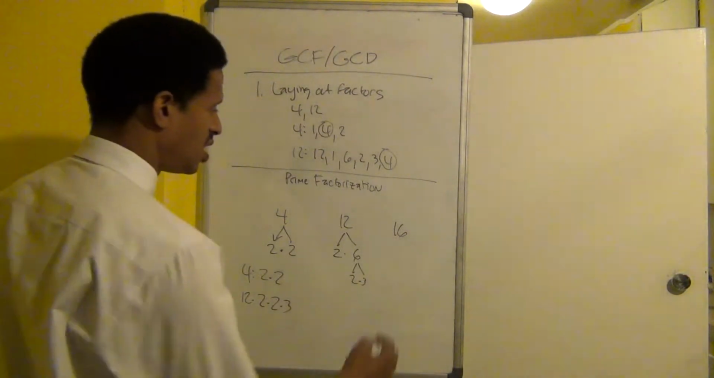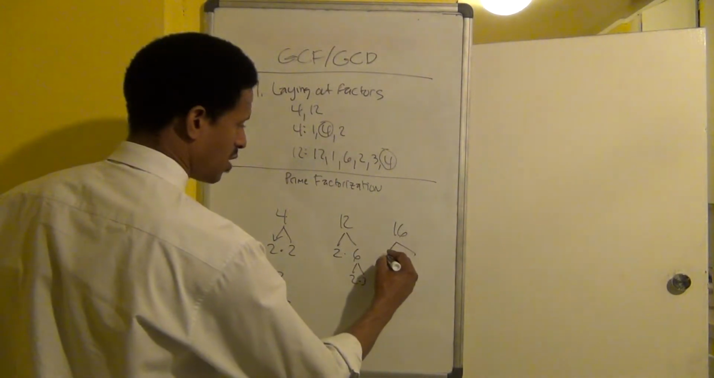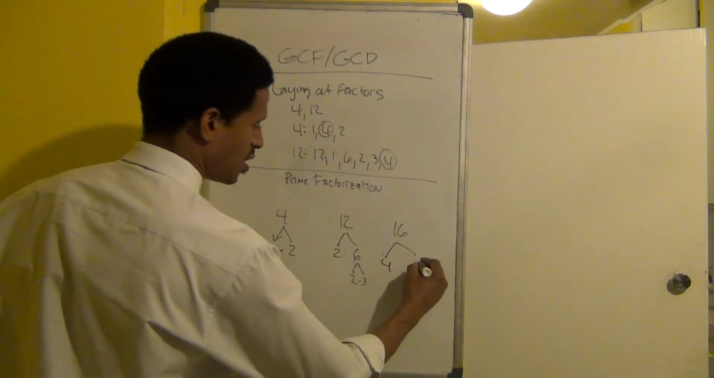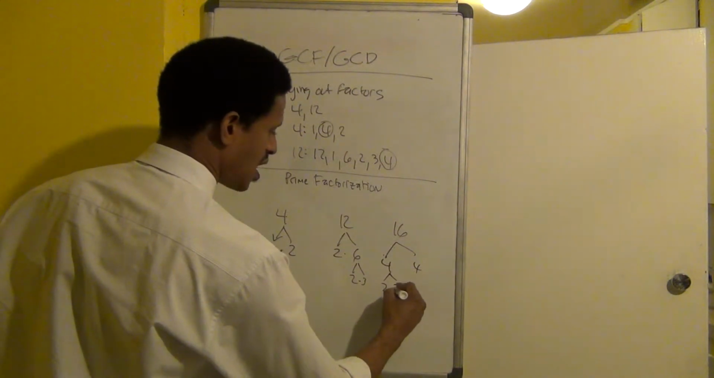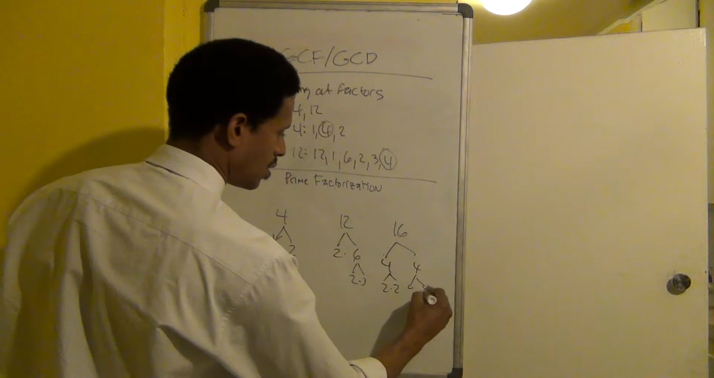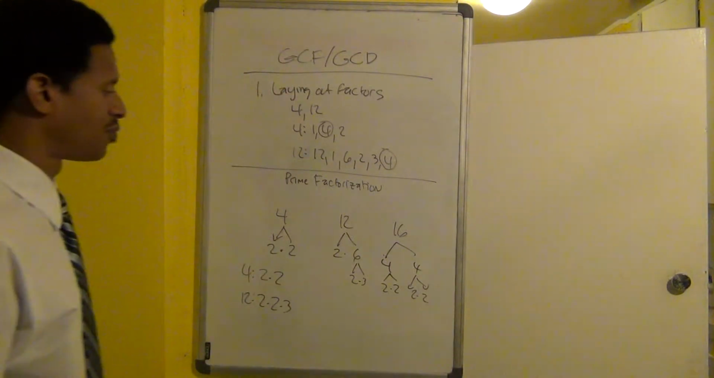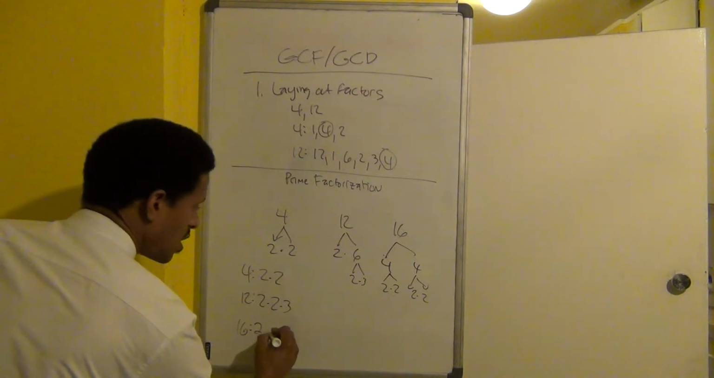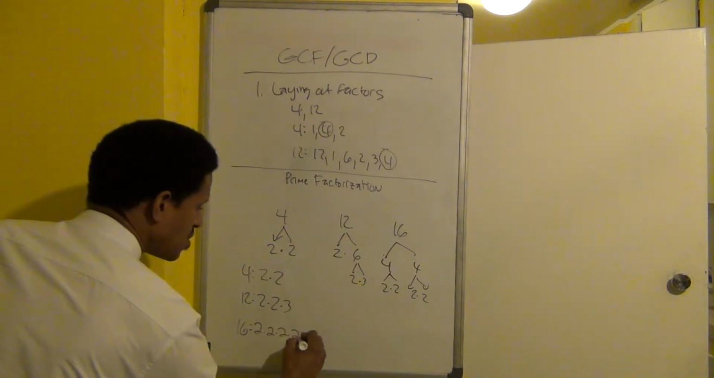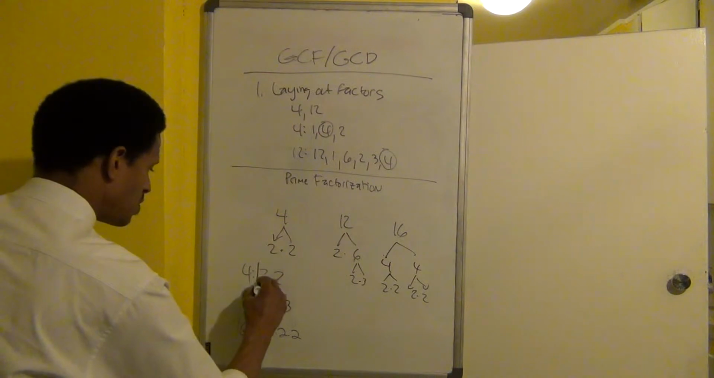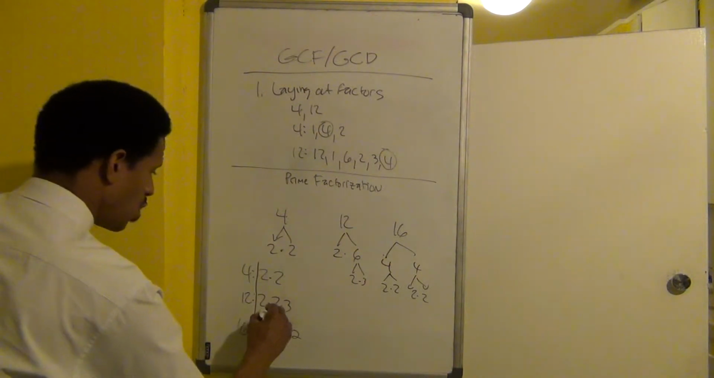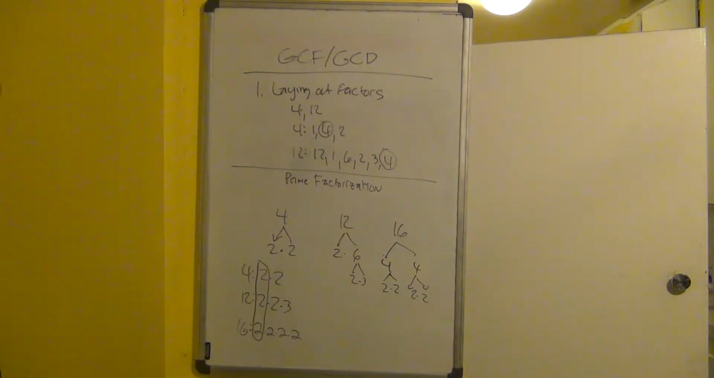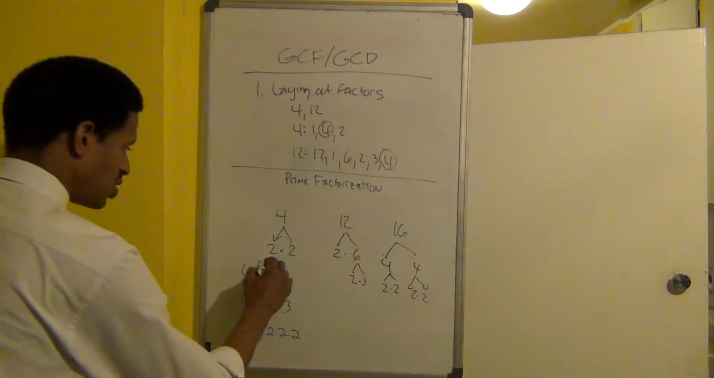So let's do 16 here and show you how simple it is no matter the amount of numbers you have. So is that 4 times 4, 2 times 2, 2 times 2 here. So I'll go here, I'll go 16: 2 times 2 times 2 times 2. So notice the 4, the 12, and the 16 have 2 in common. They also have another set of 2's in common.